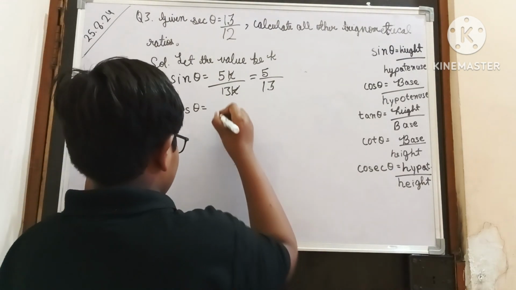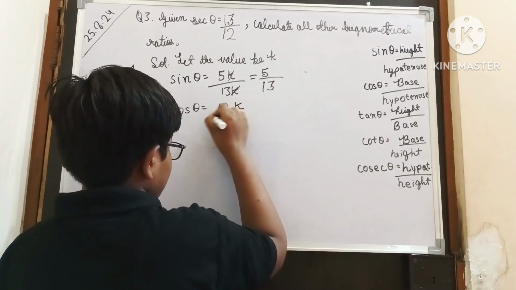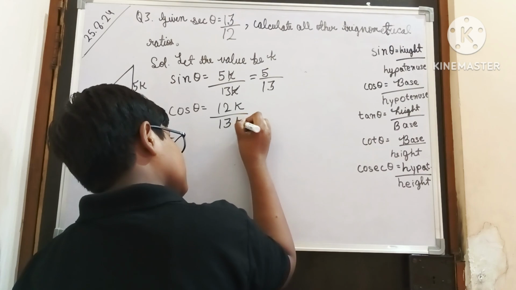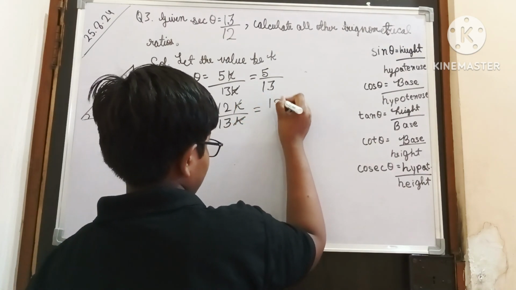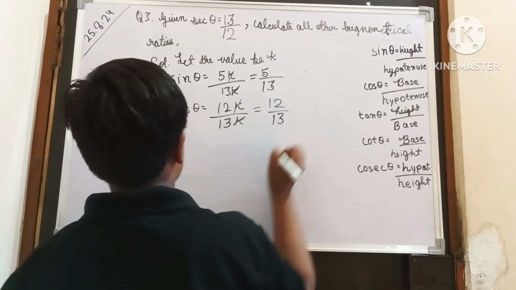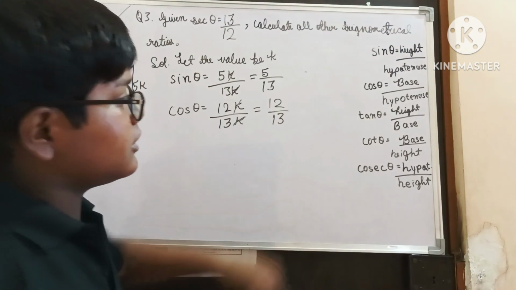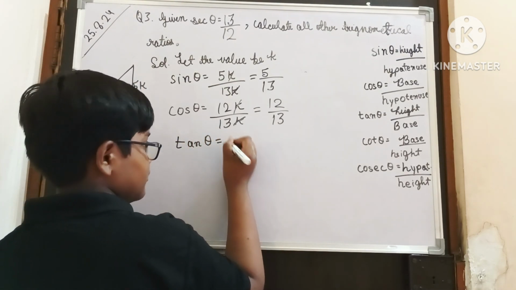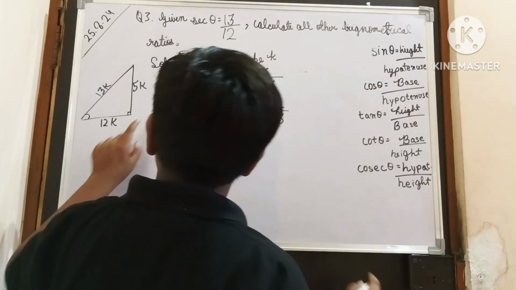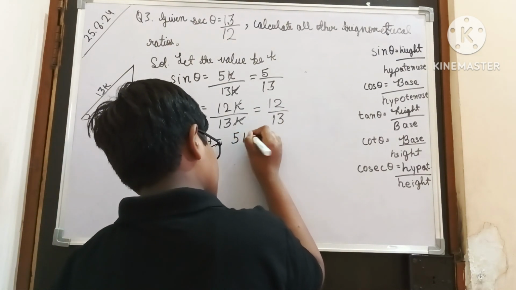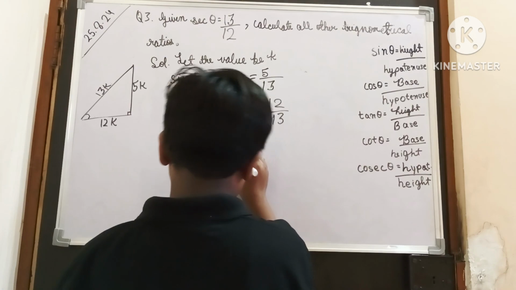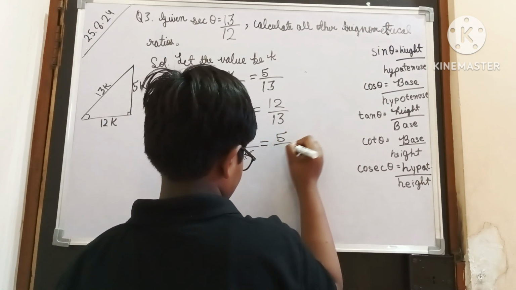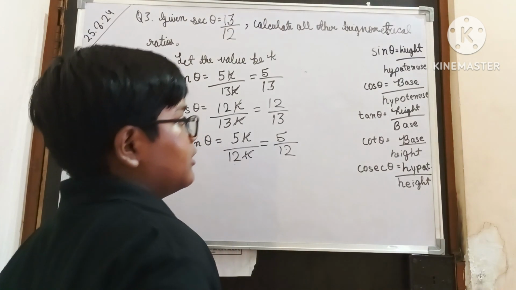So our base of the triangle is 12k and hypotenuse of our triangle is 13k. It will be cancelled out, and the value we get is 12 by 13. Our next is tan theta, which is height upon base. Height of the triangle is 5k and base of the triangle is 12k. K and k will be cancelled out, and we will get the value as 5 by 12.